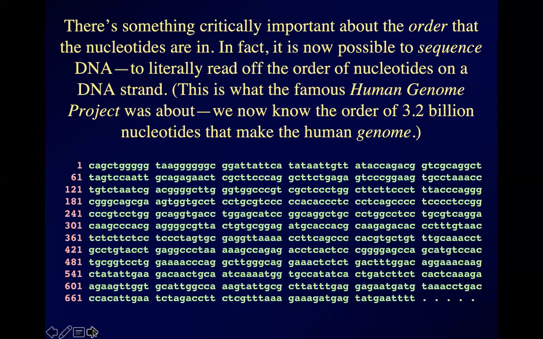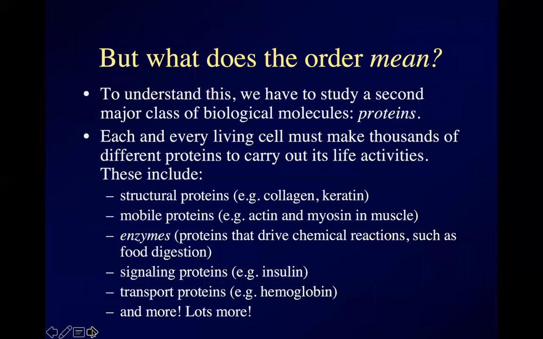And what's important about this is the order that the nucleotides are in carries information, just like the order that letters are in a word carries information. And we now know the order of 3.2 billion nucleotides that make up the total set of human genetic material, or as we call it, the human genome. To read that order, what we have to do is study a second major class of molecules called proteins.